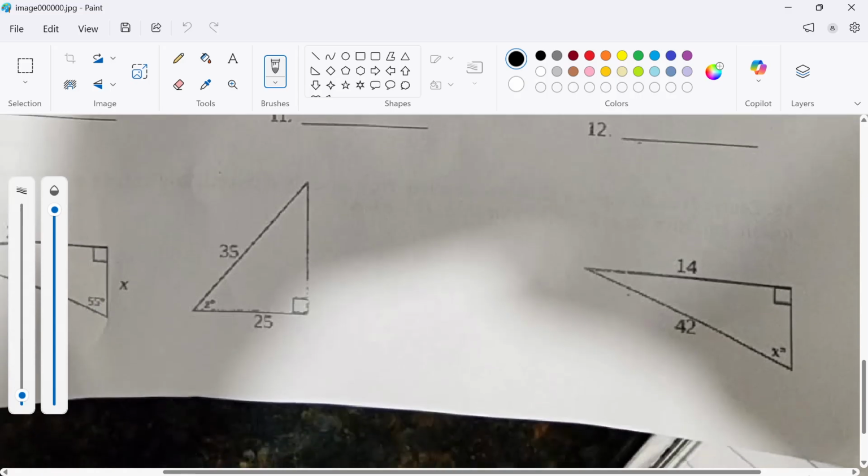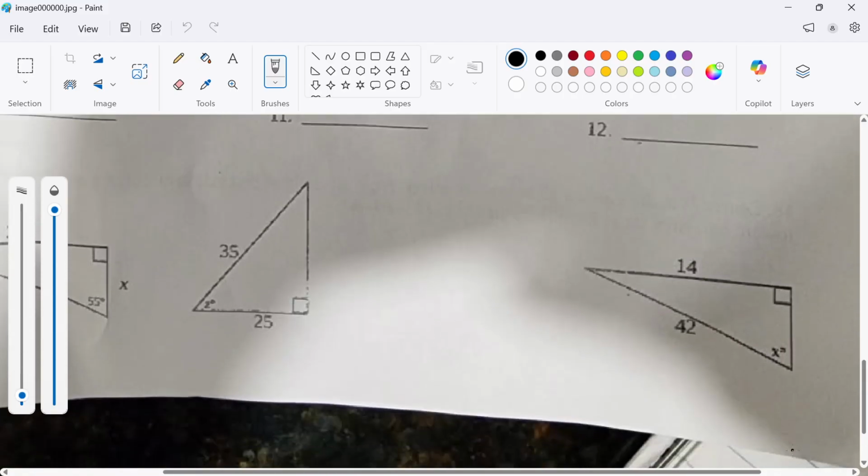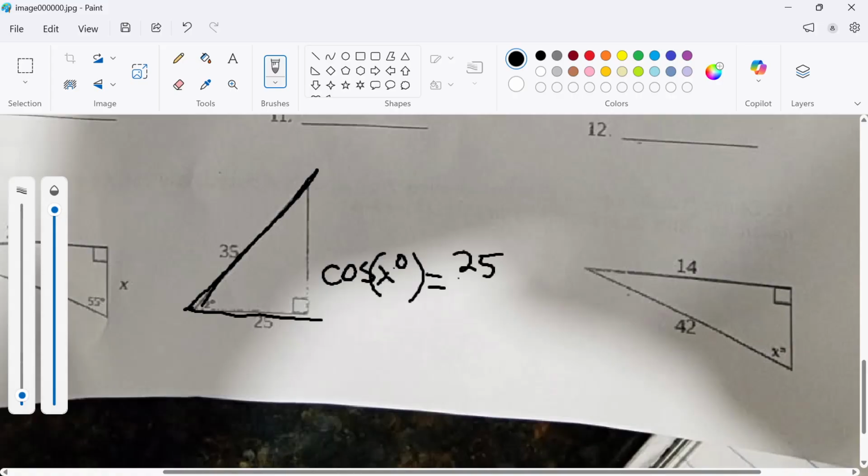I'll do these two finding angles, and then I'll do two finding a side. So let me do 11 first. I have the adjacent and the hypotenuse, so I'm going to use cosine. Cosine x, in degree mode, equals adjacent, 25, divided by hypotenuse, 35. 5 goes into 25 5 times, 5 goes into 35 7 times.